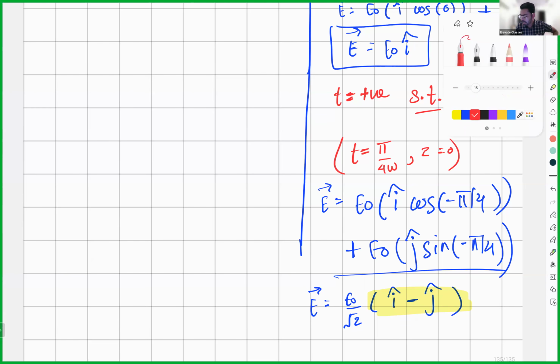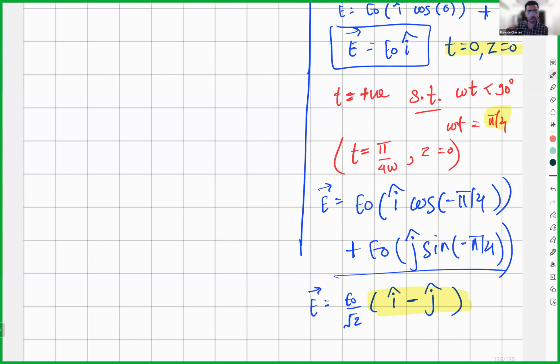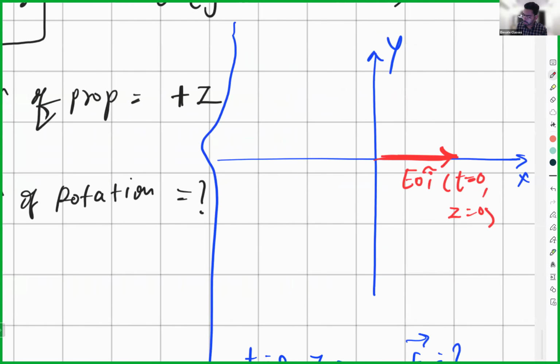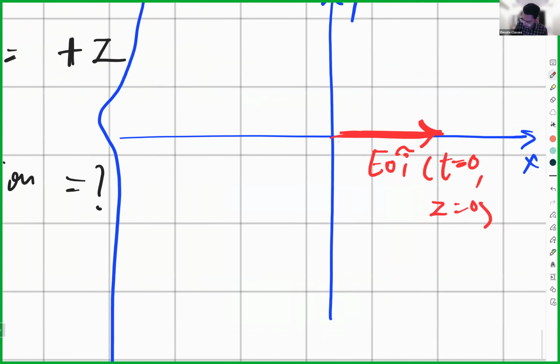So where is the direction i cap minus j cap? It is along the positive x and negative y. Okay, so it is the fourth quadrant, right? So at a later time, the electric field vector is over here. Okay.